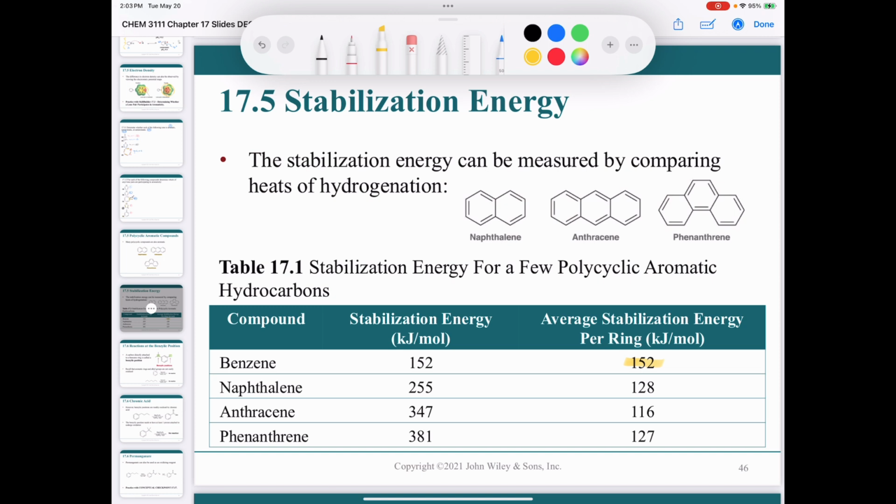In addition, the individual rings of a polycyclic aromatic hydrocarbon will often exhibit different levels of stabilization. For example, the middle ring in anthracene is known to be more reactive than either of the outer rings.